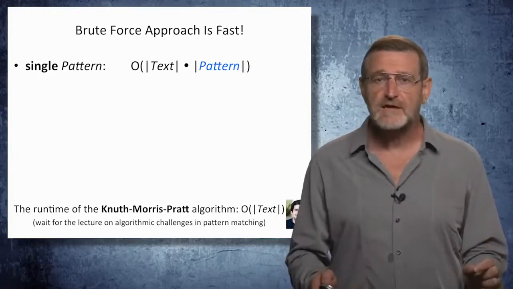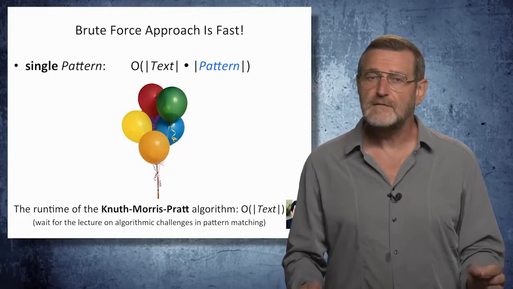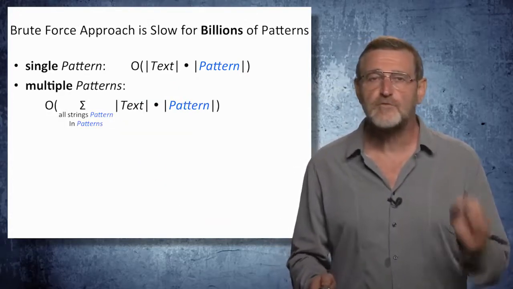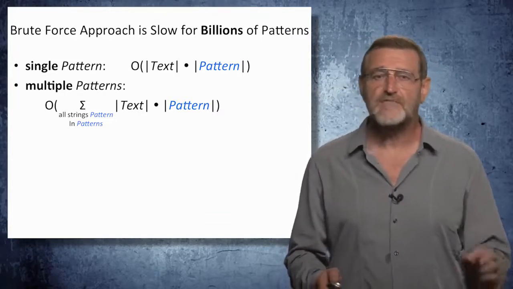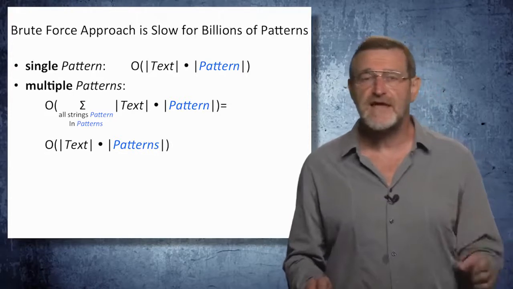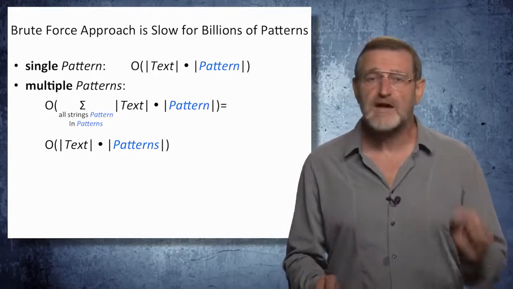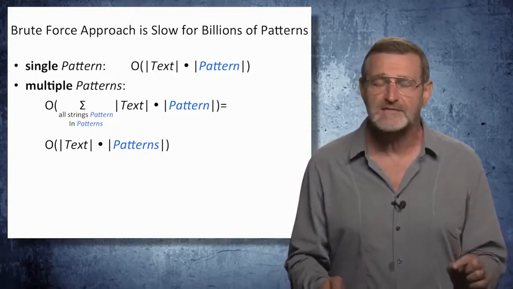So it looks like we succeeded. It can go home, right? But wait a second. Let's see how this algorithm would work for billions of patterns. It turns out that for billions of patterns, it will take O of |Text| times |Patterns|, where |Patterns| is the total length of all patterns.